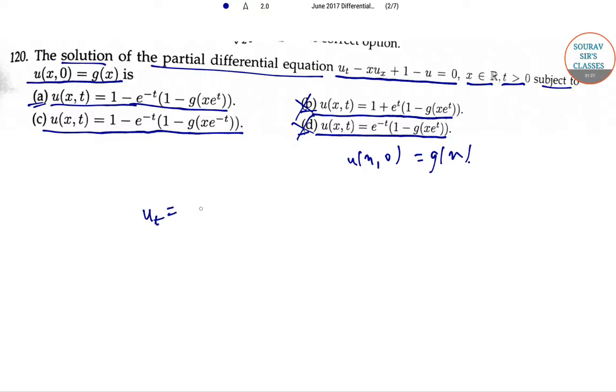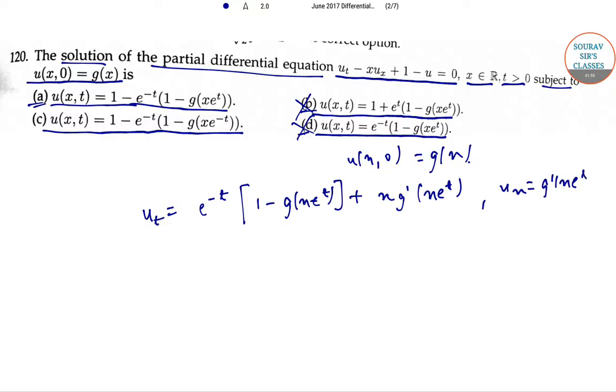u_t is equal to e to the power minus t into 1 minus g(x) e to the power t plus x g dash(x) e to the power t. u_x is equal to g dash(x) e to the power t.